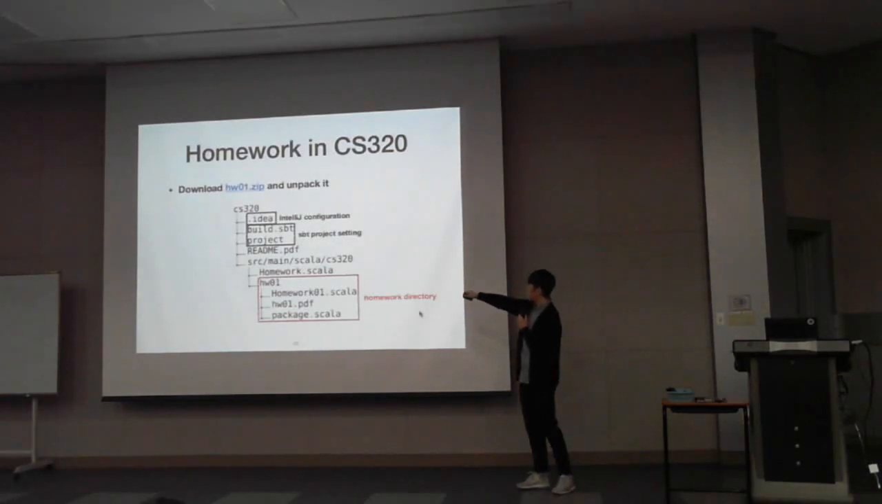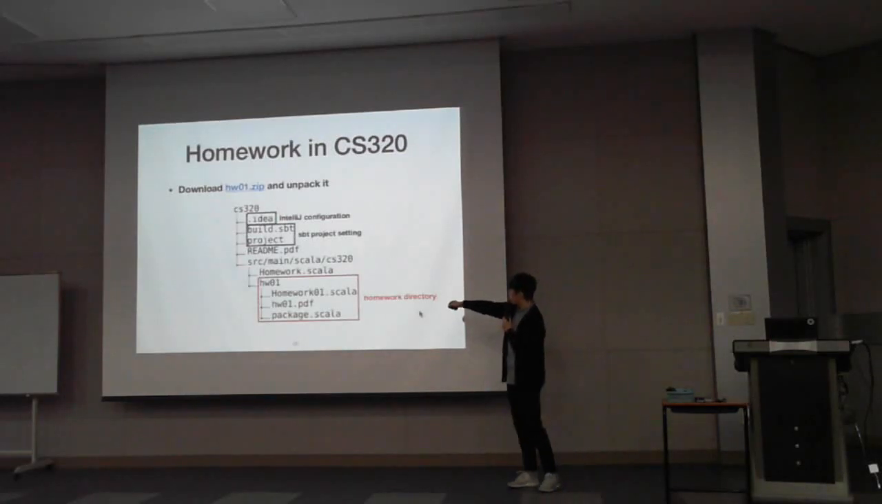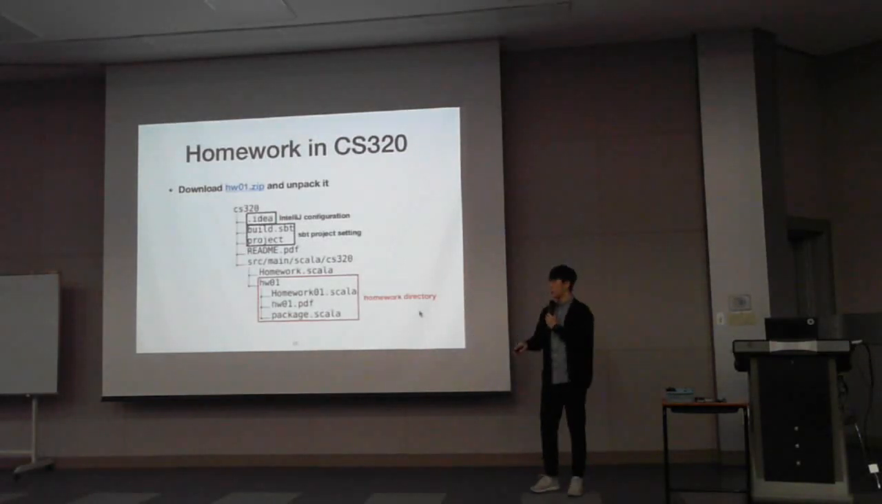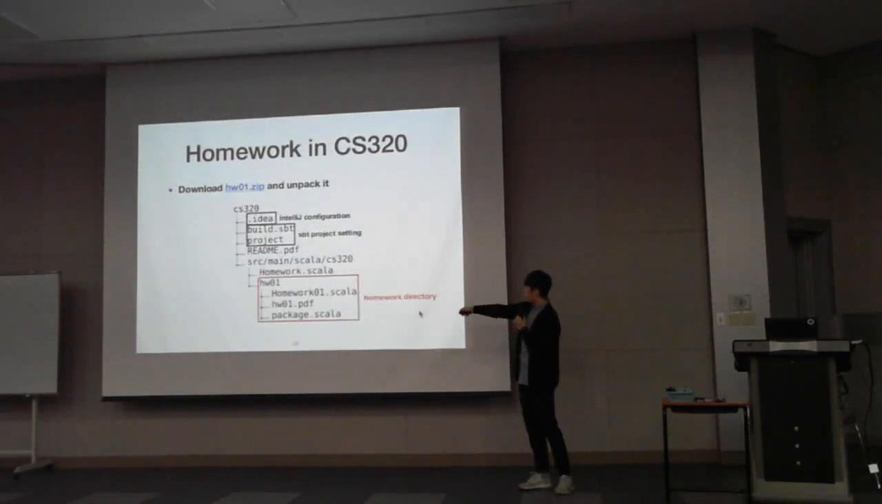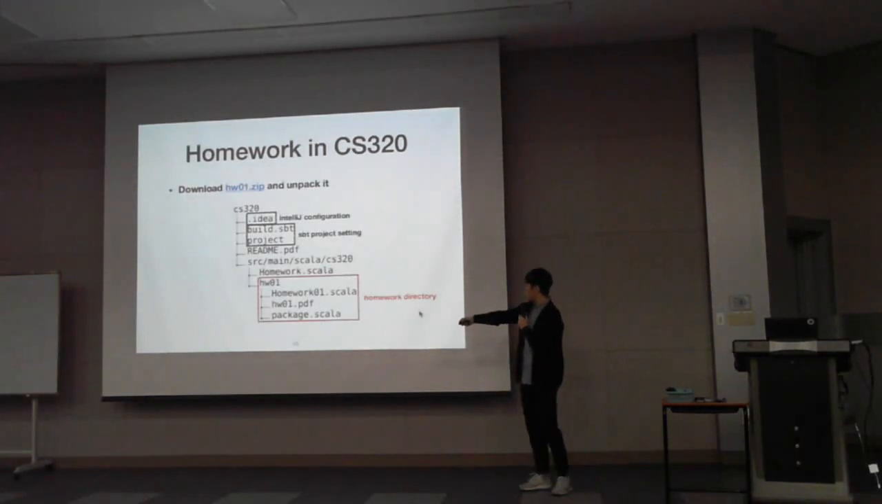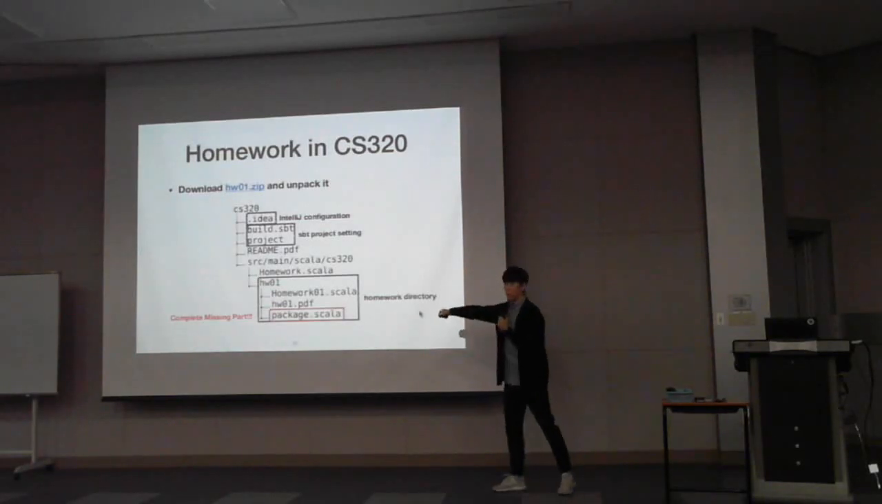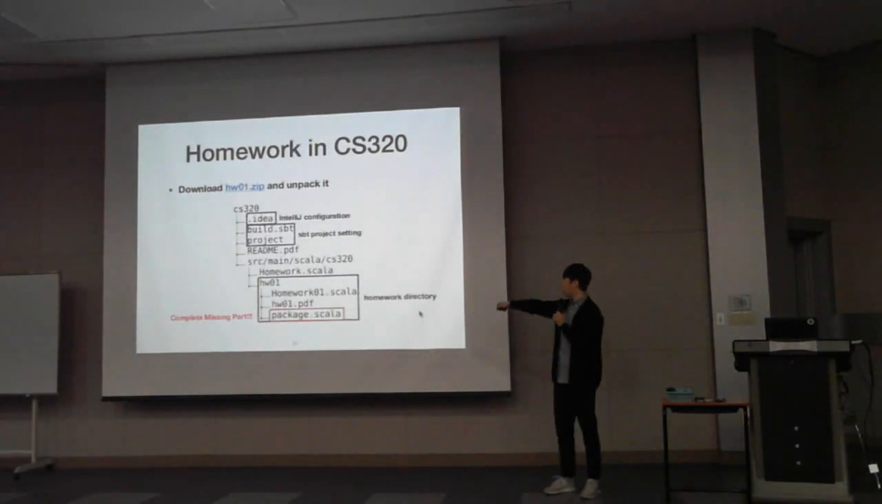In this source directory, there is a homework1 directory, from homework1.zip. There are 3 files. Homework01.scala shows the spec of the homework, hw01.pdf explains what you should do, and package.scala is the incomplete file. You should change only this file, completing the missing parts in it. So this is the homework. You should change only this file, not other files.